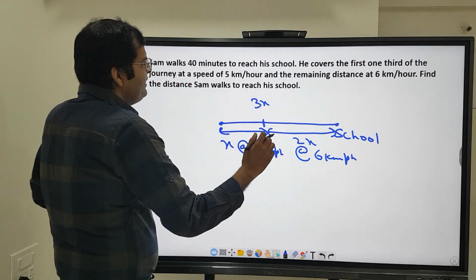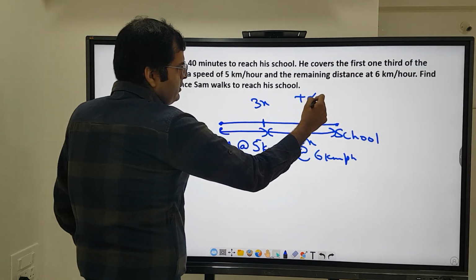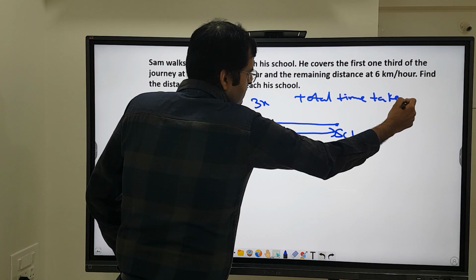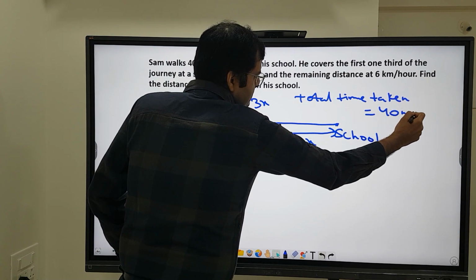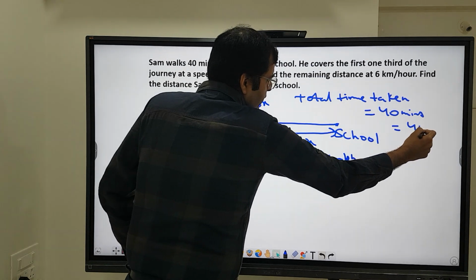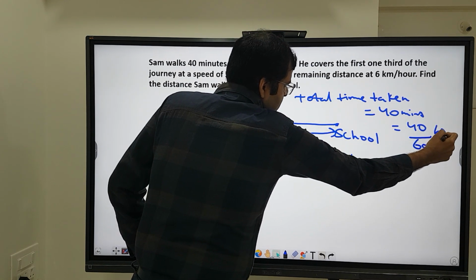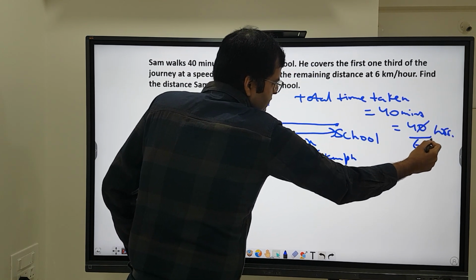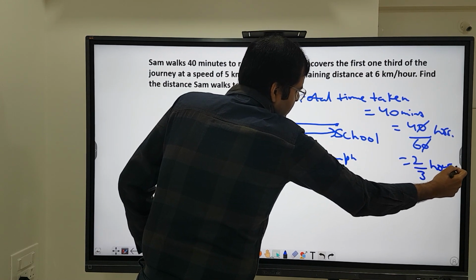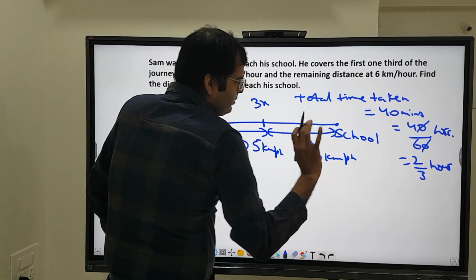The total time taken is given to be 40 minutes. In terms of hours, it will be 40 upon 60 hours. So this 0 goes away, and it becomes 2/3 hour. So total time taken is 2/3 hour.